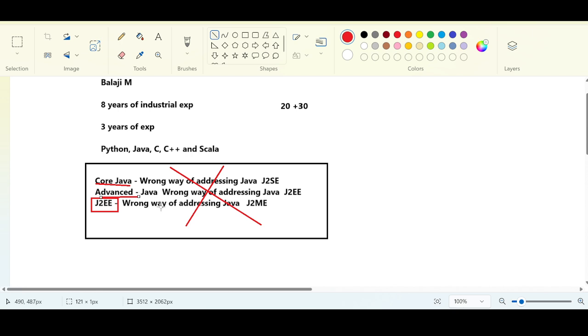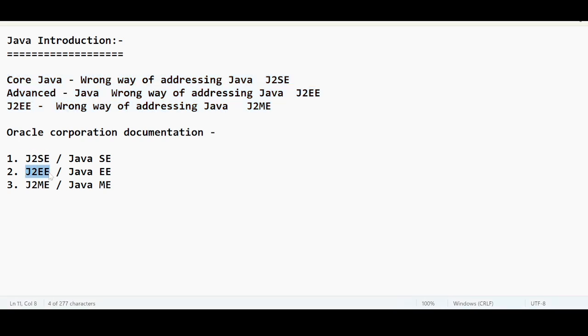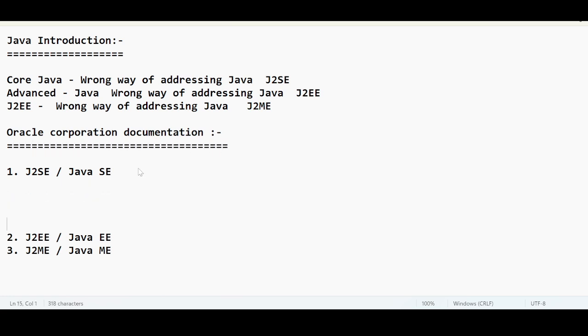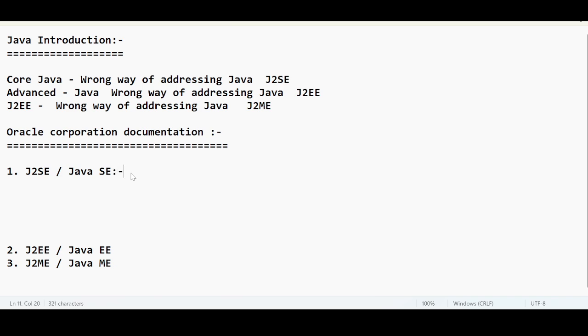Okay, sir, what is the actual significance of using J2SE, J2EE, J2ME? When you say in your resume that you are good in the Java programming language, you should explain to the interviewer that you know Java 2 Standard Edition, or J2EE, or J2ME. This is as per the Oracle Corporation documentation. This is how you segregate Java into how many parts? Three parts. Let us understand each part in detail.